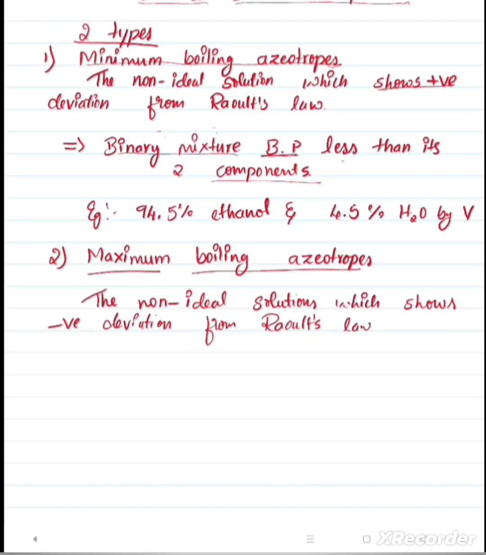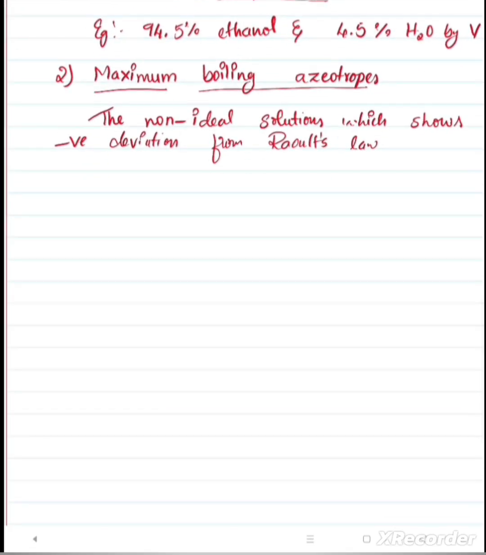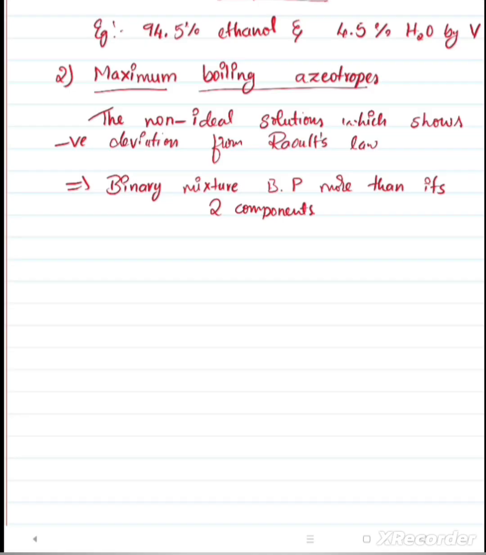Then under this you should remember, that is binary mixture. Binary mixture's boiling point is more than its two components. It is the opposite of minimum boiling azeotropes. There it is less than, here it is more than its two components.